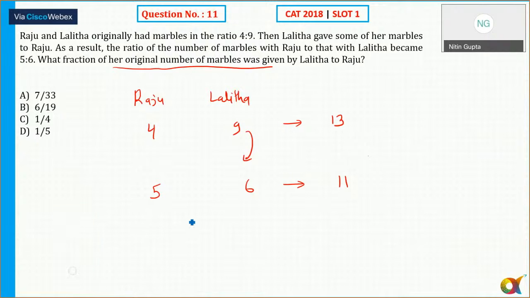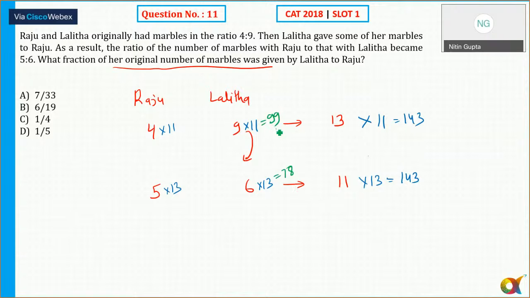Okay, this is the ratio scale. So what I'll do, I'll multiply the first ratio by 11 and the second ratio by 13, such that both of them together have 143 marbles. So Lalita has initially how many marbles? 9 into 11. And Raju has 4 into 11. And Lalita now has 6 into 13, and Raju has 5 into 13. So if Lalita initially has 99 marbles, Raju has how many marbles? 78 marbles. Sorry, Lalita has 78.